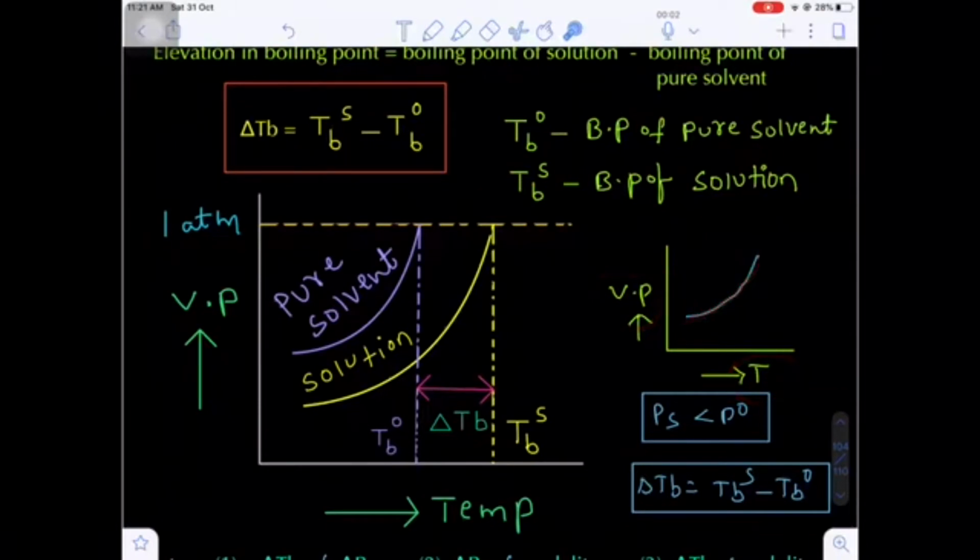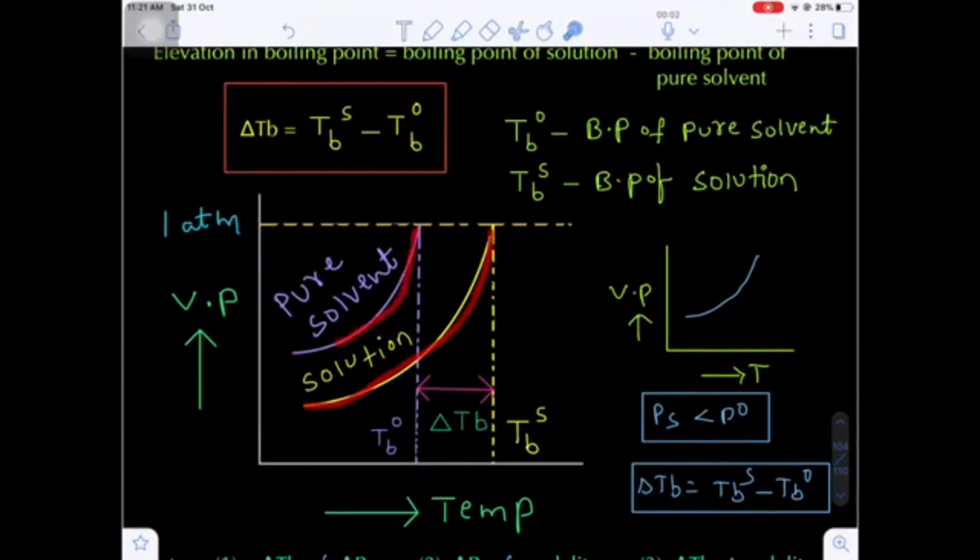Now first of all, if you consider the pure solvent, the solvent vapor pressure curve will be like this. Are you getting my point? To this pure volatile solvent, when a non-volatile solute is added to become a solution, its vapor pressure will always be less than the pure solvent. That's why one more graph is taken which is below the pure solvent curve.